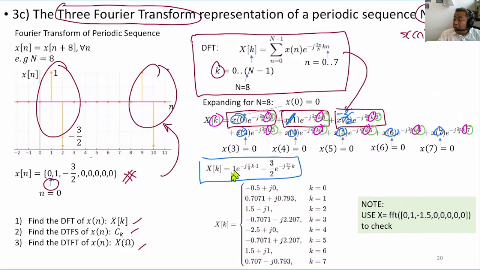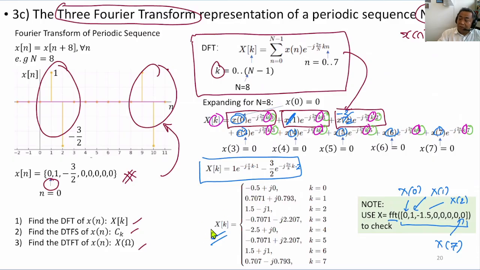So we have 1 · e^(-j2π/8 · k · 1). Here is k times 2: -3/2 · e^(-j2π/8 · k · 2). We work it out. For different k's, this is the answer. You can very quickly check whether this answer is correct or not by simply using FFT and putting the sequence. Please remember, x[0] is 0. This is x[0], this is x[1] and this is x[2]. And of course here is x[7].